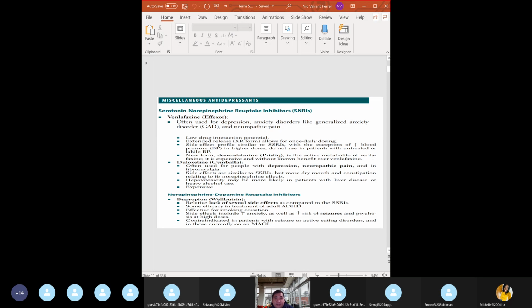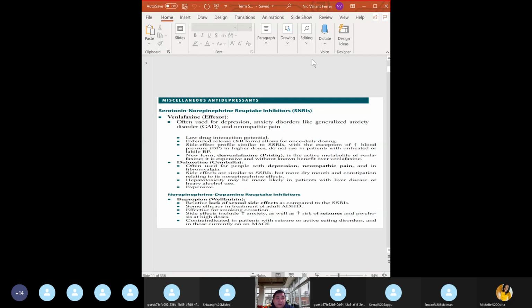Let's look at miscellaneous antidepressants. SNRIs: venlafaxine, used for depression, high-yield GAD, generalized anxiety disorder, and neuropathic pain. Side effect profile similar to SSRIs, with the exception of a high-yield increase in blood pressure in all of your SNRIs. There's a new form, desvenlafaxine, Pristiq. It is expensive and it has the same mechanism of action and the same efficacy as venlafaxine. So what's the point of prescribing Pristiq?